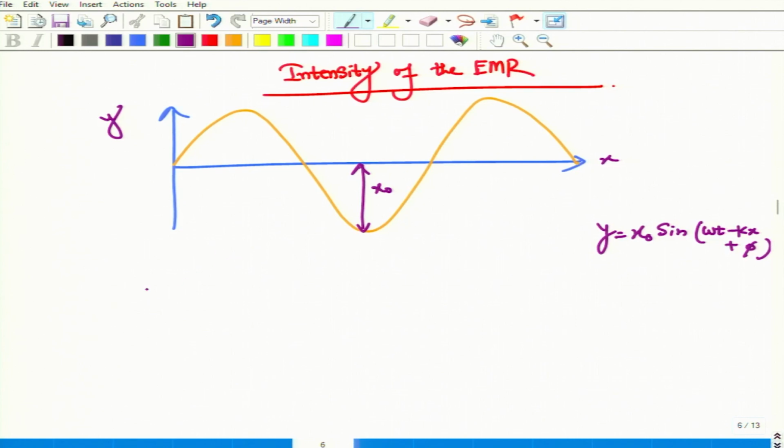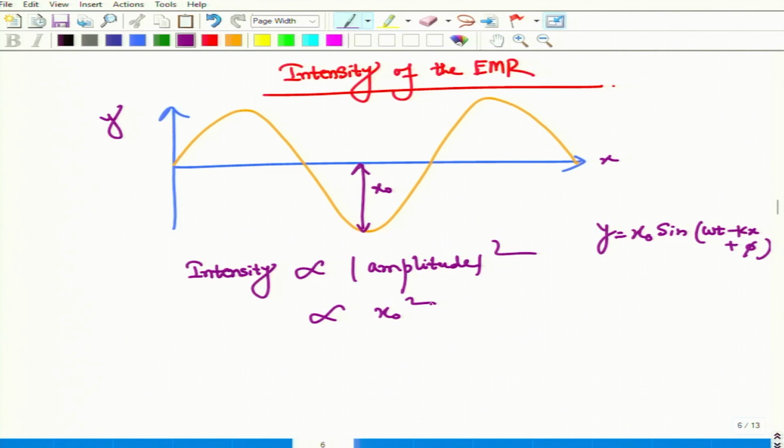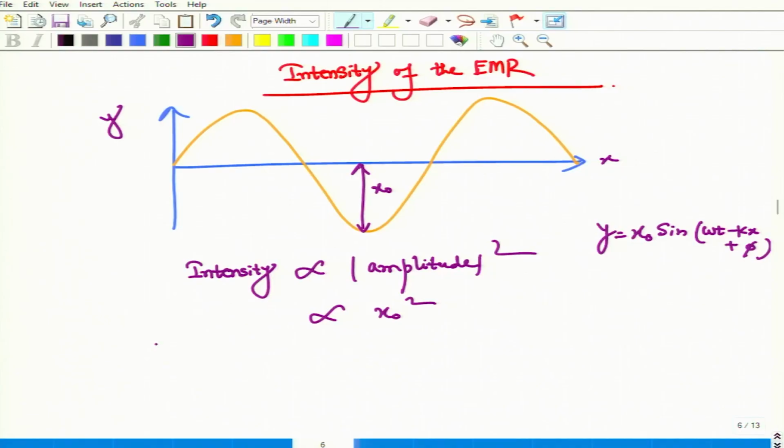So we know that in the case of this mechanical wave, the intensity is proportional to the amplitude square, that means proportional to x naught square. But here for electromagnetic radiation, we have to find out the intensity. What is the definition of intensity, and we have to evaluate the mathematical expression for the intensity. Let me go to the next page.